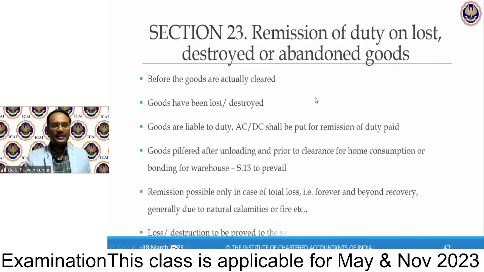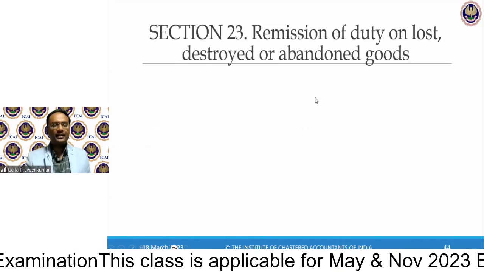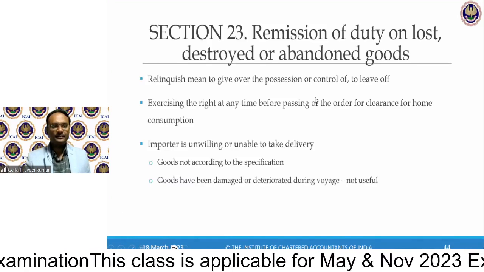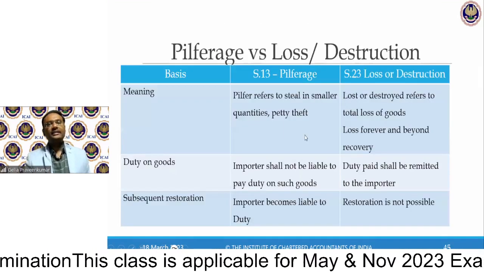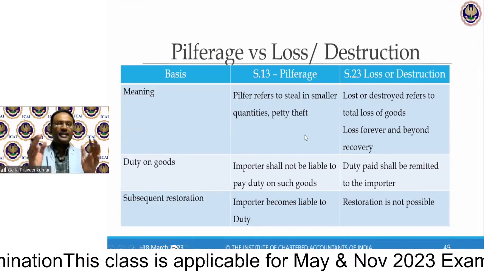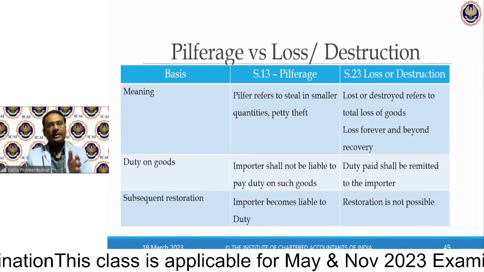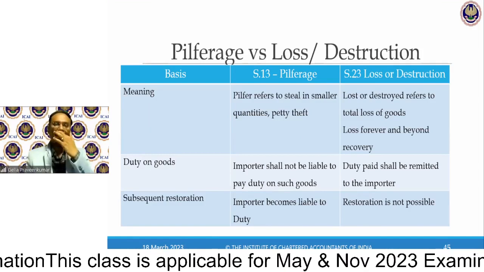All these provisions I have explained. I'll just skip for want of time. Now, this is one slide. I just made a contradiction summary. What do you mean by pilferage? What do you mean by loss or damage?